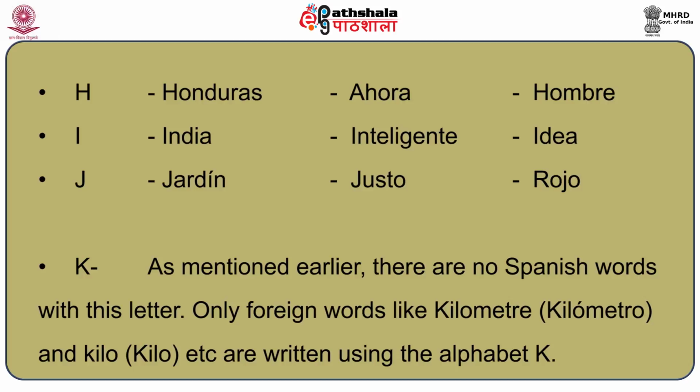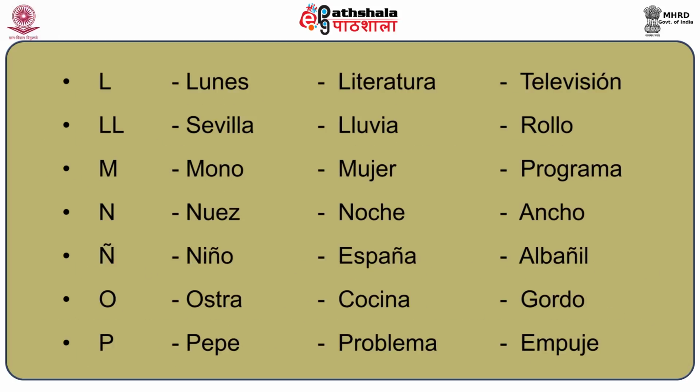After J is K. As mentioned earlier, there are no Spanish words with this letter. Only foreign words like kilometer, which will be kilómetro, and kilo are written using this letter K. L is pronounced as L, as in lunes, literatura y televisión. Double L is Elle, as in Sevilla, lluvia, rollo.